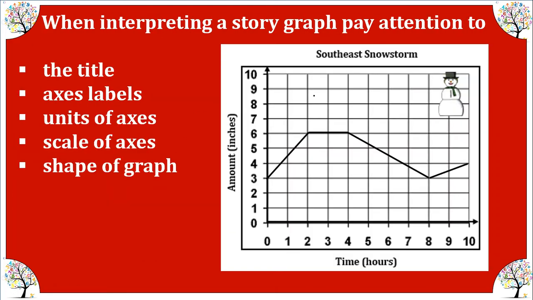When interpreting a story graph, again, pay attention to the title. Here we have southeast snowstorm. So there was a snowstorm. Look at each axis. This represents hours. So as hour 1 goes by and our second hour and our third hour, we are looking at how much snow is accumulating. And then look at the shape of the graph. The snow increased, then it stayed where it was, then it decreased. So maybe the sun came out and it melted some, and then it started accumulating again.